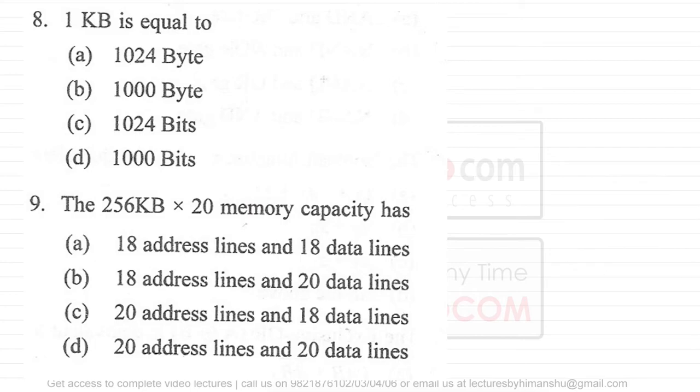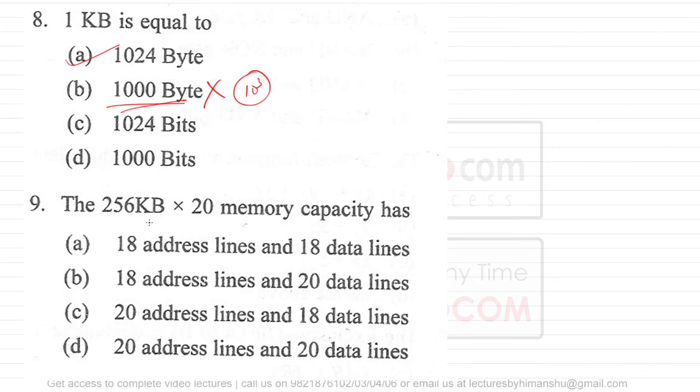Let us look at this question. They are saying 1 kilobyte is equivalent to... We have already seen this problem. The answer is 1024. Never mistake it as 1000. The biggest problem is that students take it as 10 raised to power 3. Kilo is not 10 raised to power 3 in computer science. Kilo means 2 raised to power 10. So the answer is option A, that is 1024.